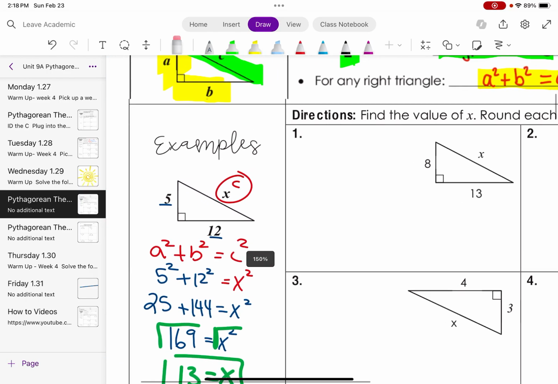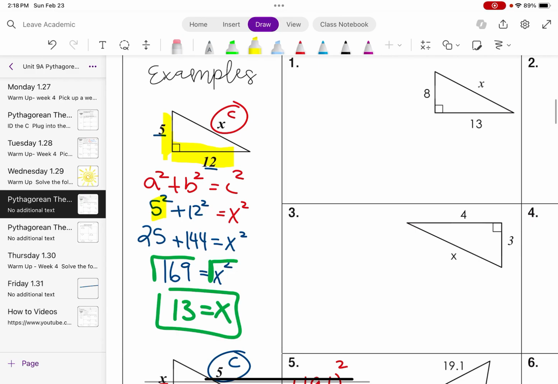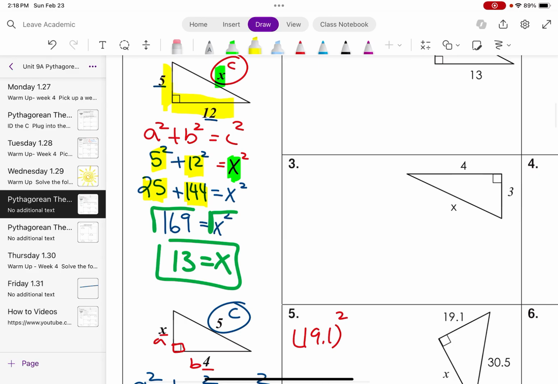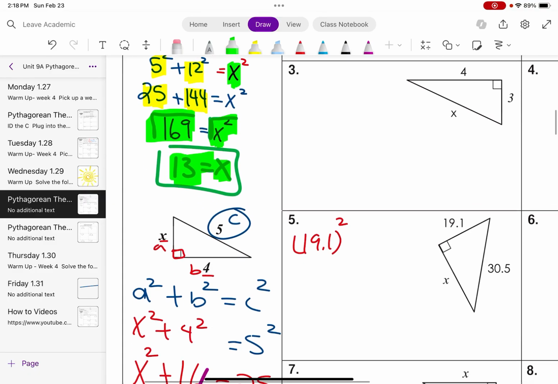Okay, so we have a couple of examples here on the left side that are already done. We took 5 and 12, and that happens to be your A and B. The C happens to be the x in this case, and then we go through it. We have 25 and 144, from 5 squared and 12 squared. At the end, you want to solve for x, so you square root both sides, and then you get the final value of 13, okay? So that's what's been going on for that x.